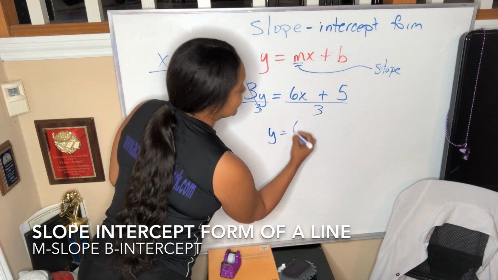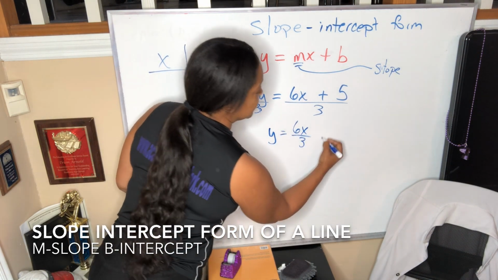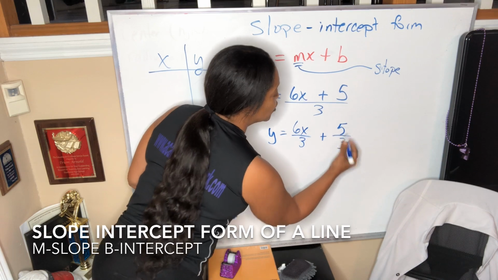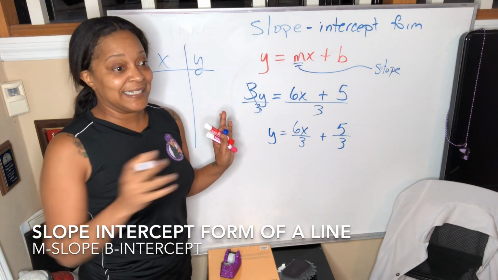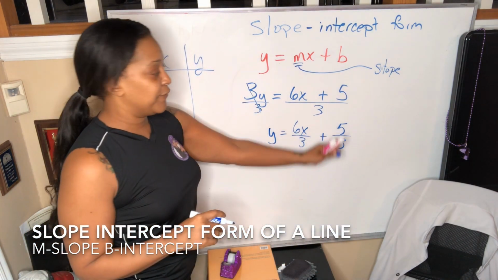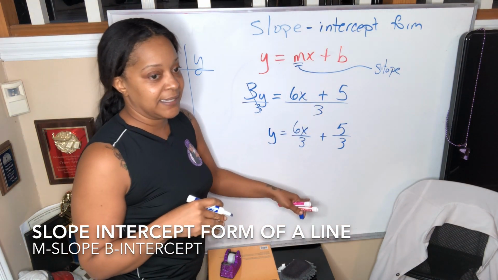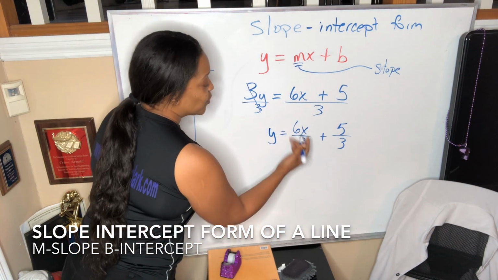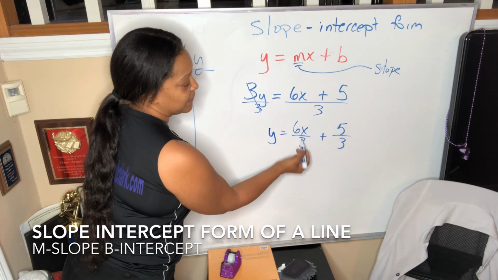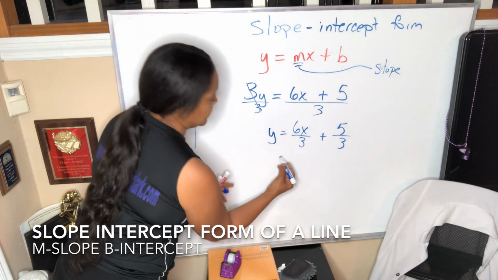So what do we end up with here? 6x over 3. I'm just going to do it a little fancier now. Ooh, a fraction. Don't get scared when you see fractions. Didn't we talk about that last night? When you see a fraction, don't even worry about it. Just deal with it, okay? Leave it and deal with it. So we're almost in slope intercept form. I can simplify this though right here, can I? So let's go ahead and do that.